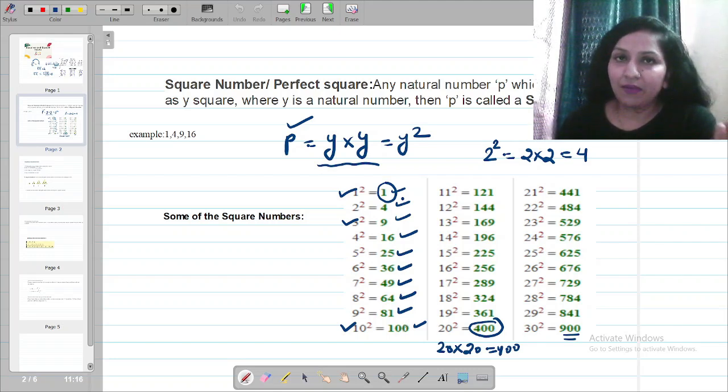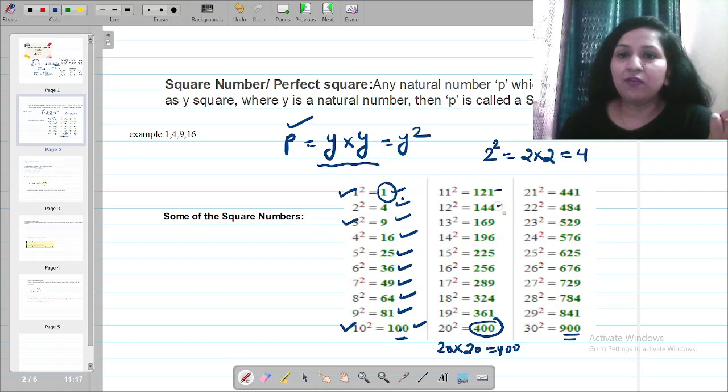If it is ending with 0, if the ones place is 0, then 0 will always be coming an even number of times. There cannot be a single 0. It has to be either 2 zeros or 4 zeros or 6 zeros. It has to be in pair. Okay, so have a look.